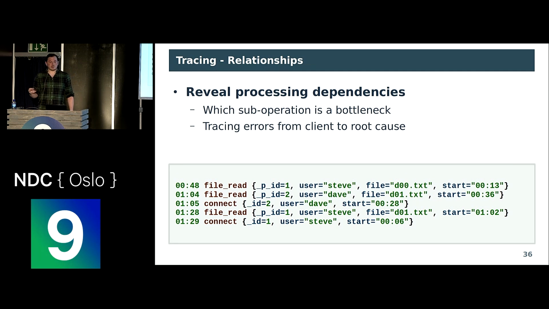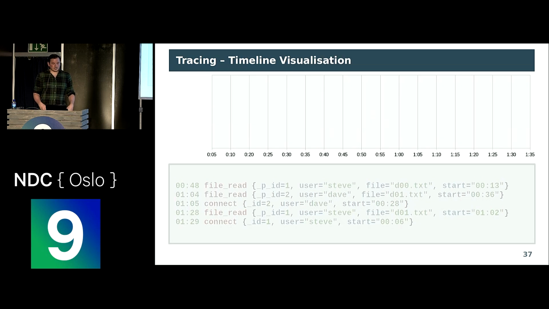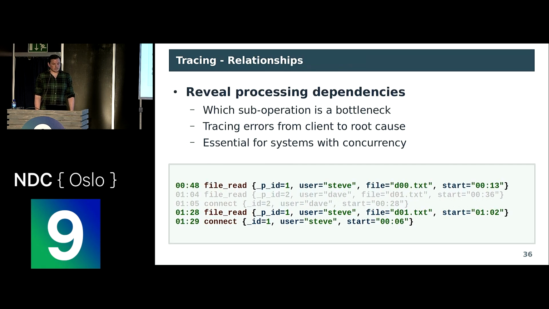What this lets us do is reveal processing dependencies, which I sort of talked about. I jumped ahead a little bit. We can say that we have some operation, and we can use that to trace errors back to the original cause. But it also is quite important for when you have systems with a lot of concurrency in. If you have operations that overlap each other, you need robust ways of linking the operations together. If all of your operations don't occur in a strict time order, then you're going to need a way to realize that that operation was actually part of this one, because there are going to be overlapping operations.